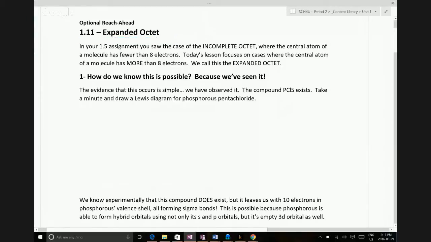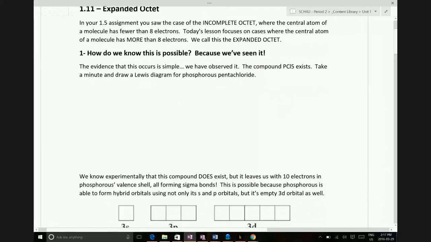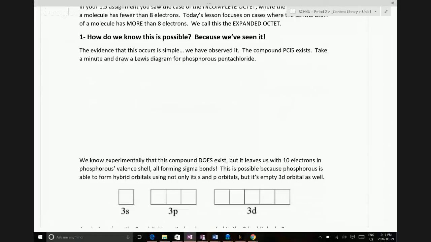In your 1.5 assignment, you saw a case of an incomplete octet, where the central atom of a molecule didn't have its full 8 electrons to have a full shell. Today we're going to look at the opposite case, where the central atom of a molecule actually has more than 8 electrons. We call this the expanded octet. The first question we want to ask is, how do we know this is even possible?